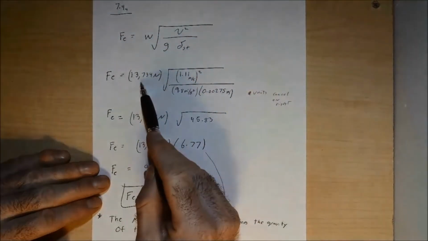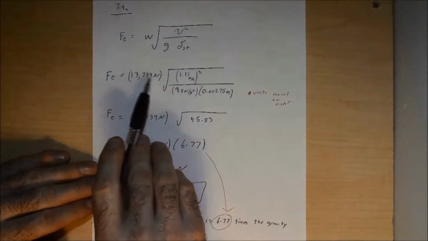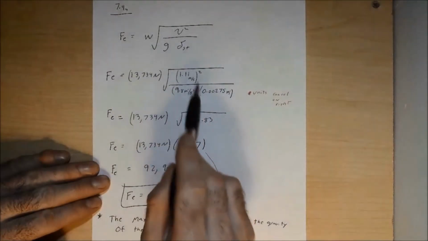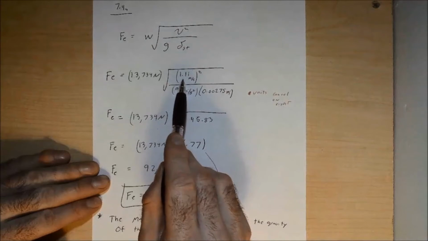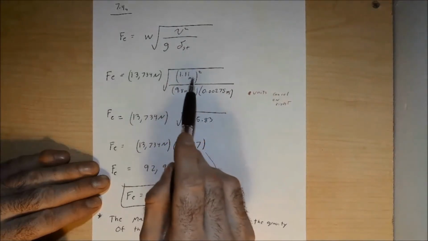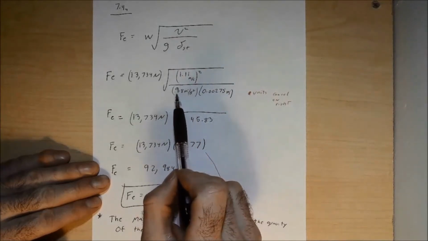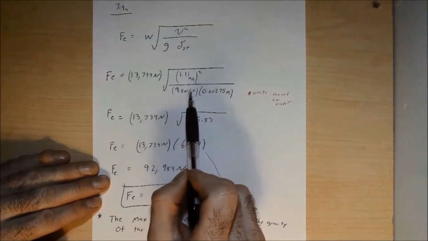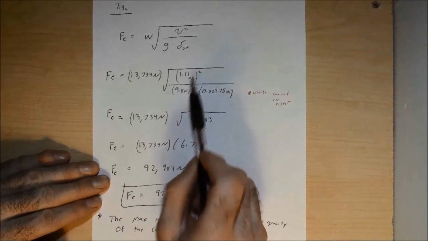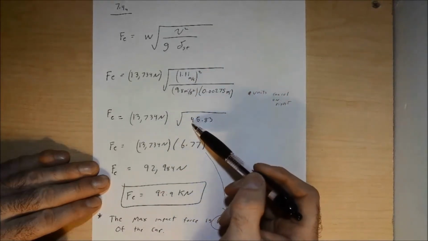Plug in our known values now, and I leave my units in as well so I can double check. Our weight is in units of newtons, 13,734 newtons. Over here on the right side under the radical, we have our velocity of 1.1 meters per second. Again, I went into meters per second for this to correspond to the other units. Gravitational acceleration is 9.8 meters per second squared. And we have now our deflection that we just solved for in meters. So we can look at all these and do the unit analysis. Our units end up canceling out on the right, so this becomes unitless.